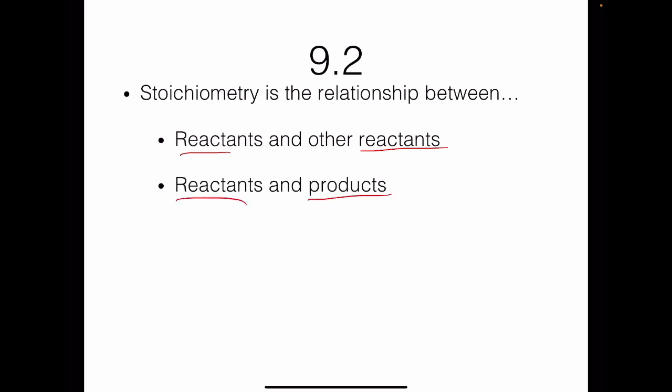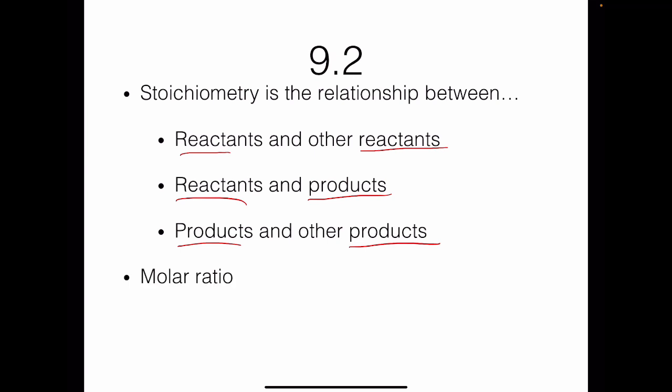Reactants and products. So I could say X amount of product is going to be produced based on the amount of reactant that I started with. Or I can say, if I want to produce a certain amount of product, how much reactant will I need? Products and other products. So you could look at a balanced equation and say, if 10 grams of one product is produced, how much of the other product will be produced? Stoichiometry is a really powerful concept because it allows you to predict how much reactant is needed or how much product is formed. So stoichiometry lets you do quite a lot with just one balanced equation.